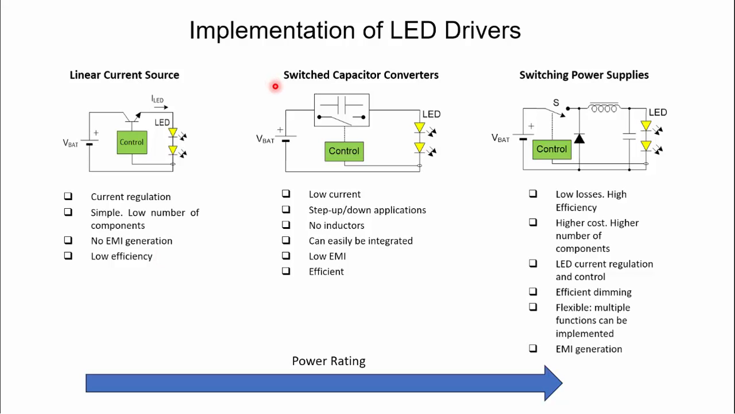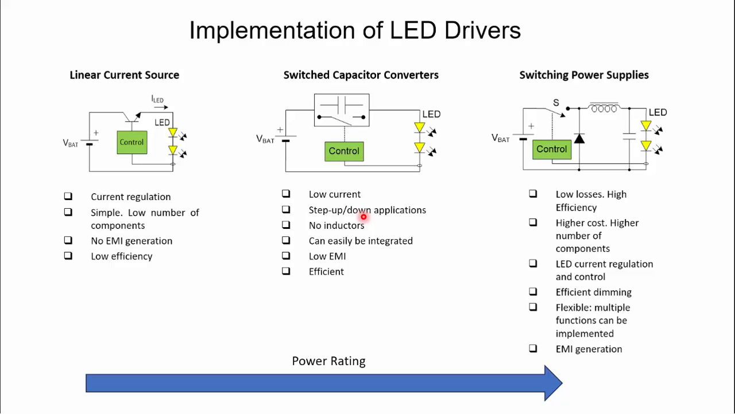The second solution is the use of switch capacitor converters. In these converters, we employ only switches and capacitors in order to implement the converter and to regulate the current through the LED. This is a solution that is better than linear current source for higher powers, for low, medium power applications, because we can get a better efficiency.